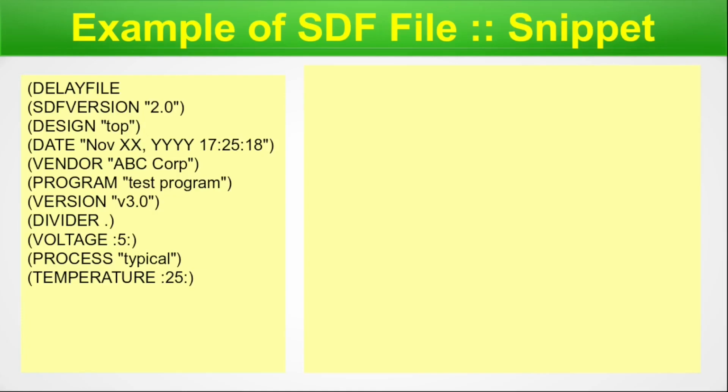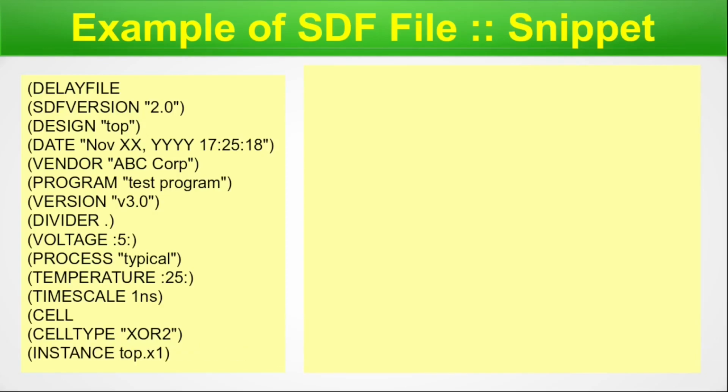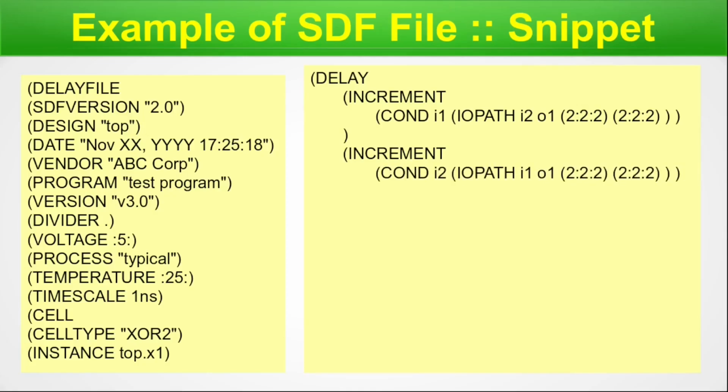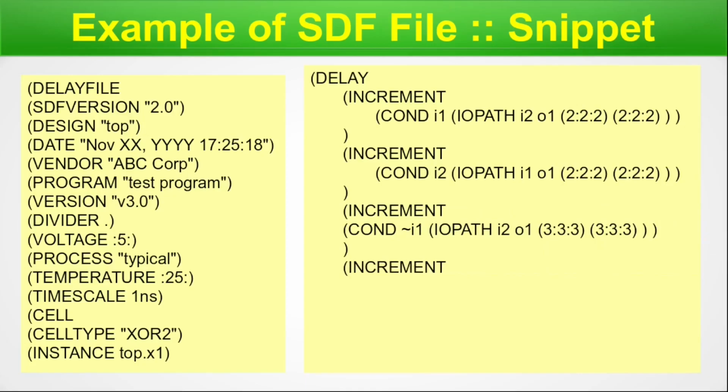Also we have the hierarchy divider just above that, that is dot. Time scale is 1 nanosecond. This is the same as the backtick timescale. So cell, and then cell type XOR2. Here starts our cell, and instance top.x1, and here we go for its delay, and we have the increment, and we come with our statement inside it. COND, this condition. So count 2 here and we continue, and finally we continue, and here we close.